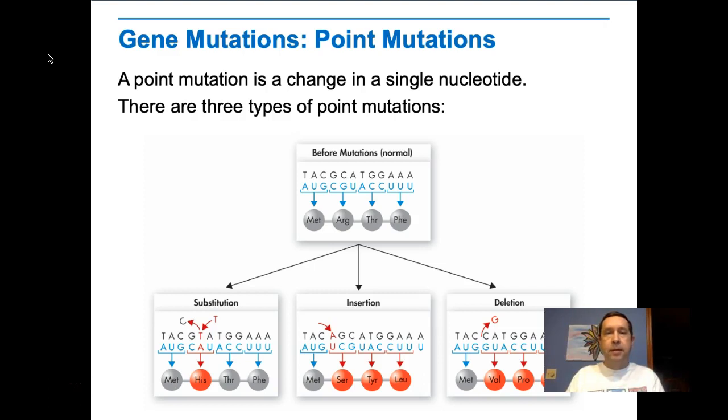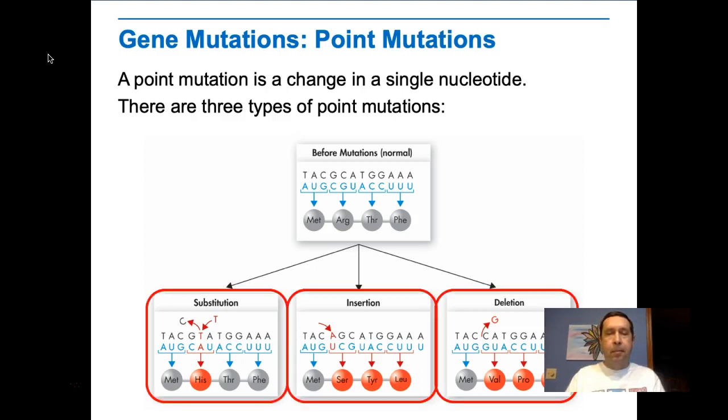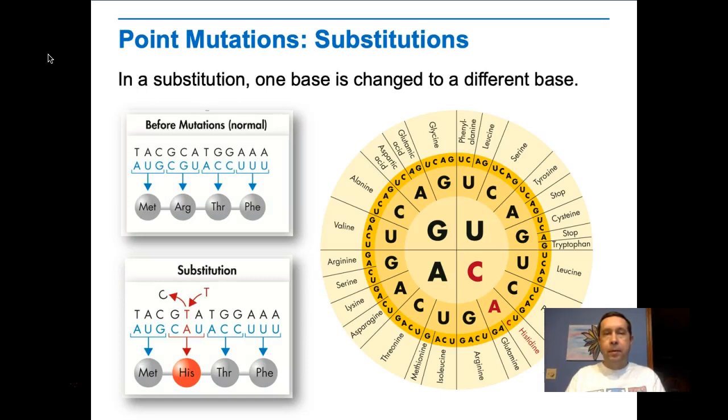So gene mutations include point mutations, which is a change in one nucleotide. And there are three kinds of point mutations: substitutions, insertions, and deletions. A substitution is where one base is changed to a different base. So in the example here, a C is changed to a T.